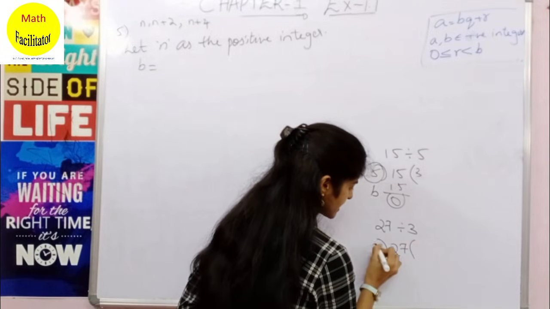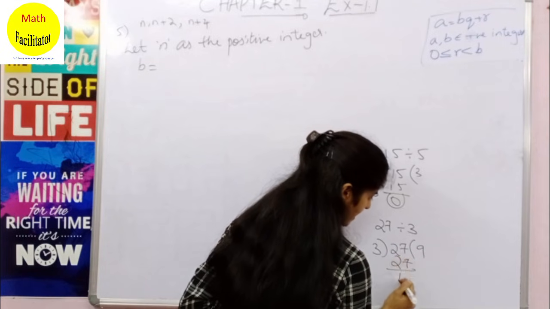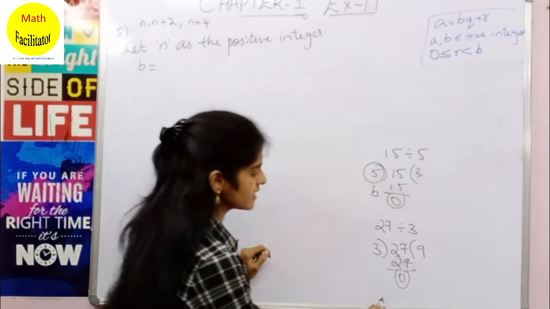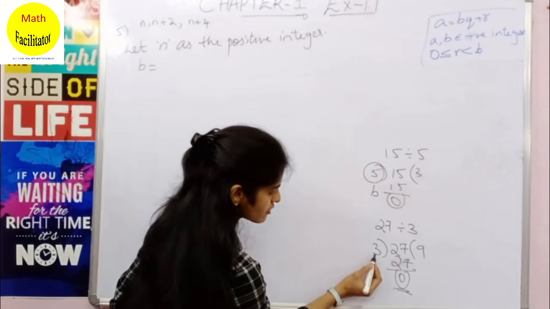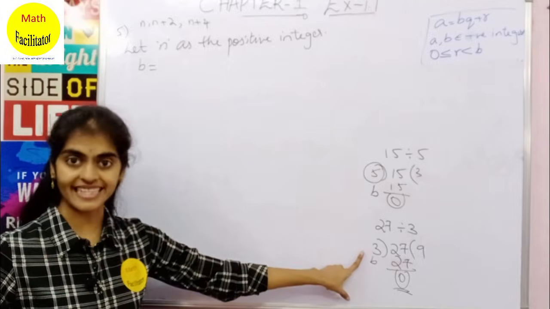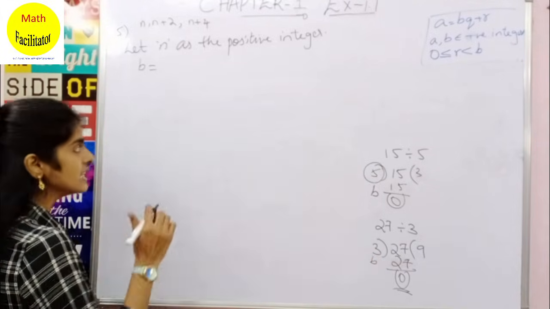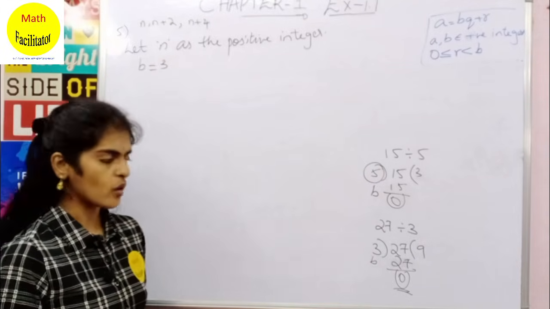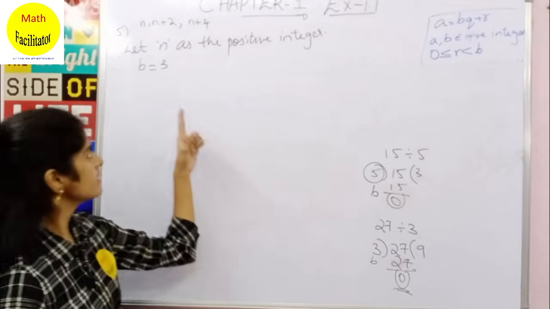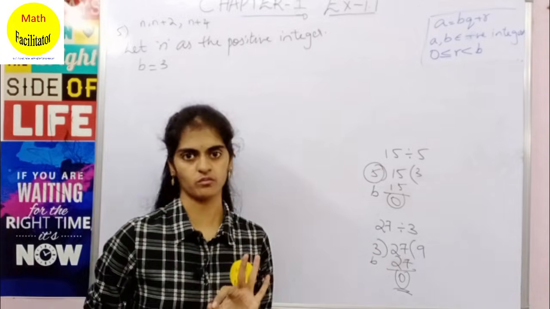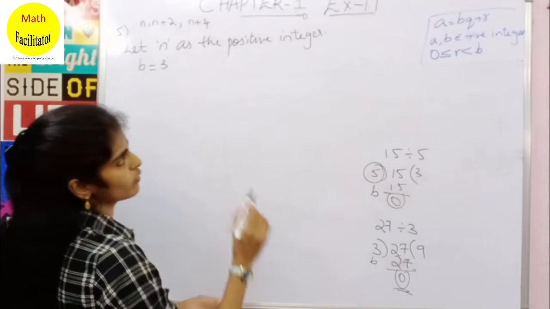Why? Because if you divide 27 by 3, 3 nines are 27, and the remainder is 0. So whenever the remainder is 0, you can say that this number is divisible by 3. That means in place of b, we took 3. If you want to prove any number is divisible by 3, the divisor should be 3 and the remainder should be 0. Simple.